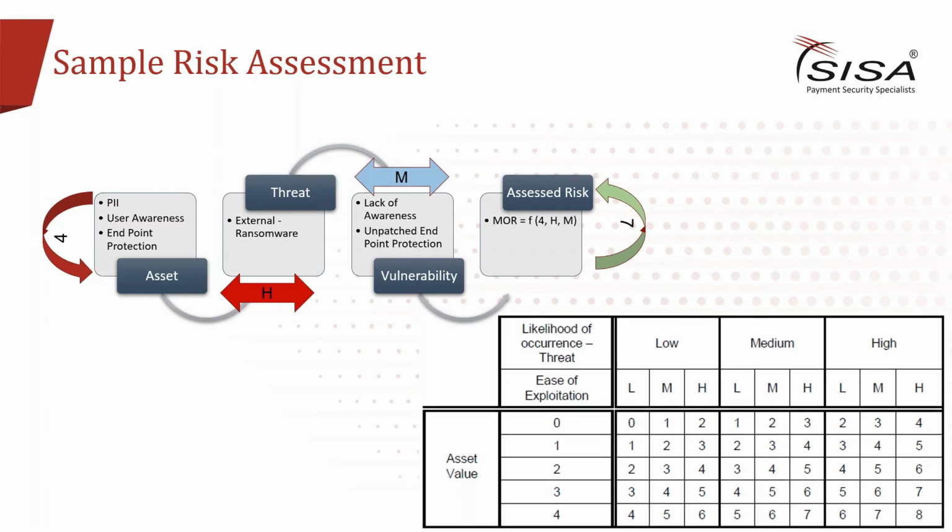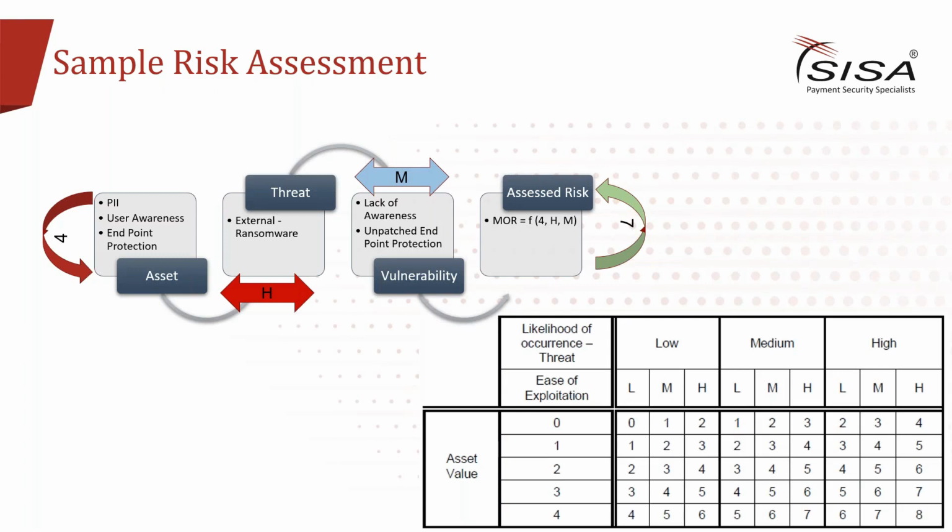Now let's consider the threat. As I said, we are considering Maze ransomware over here. That will be the threat, which is external in nature, and I give it a value of high. This is something we have taken from the table on the right-hand corner of your screen. This table gives you the asset value from 0 to 4, 0 being the least and 4 being the maximum.